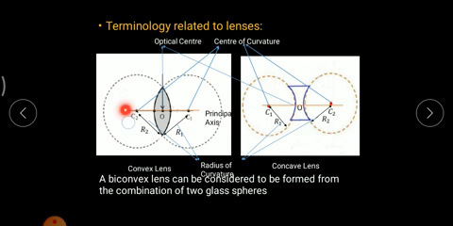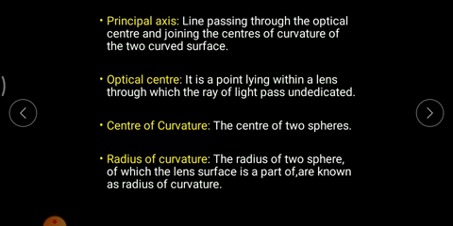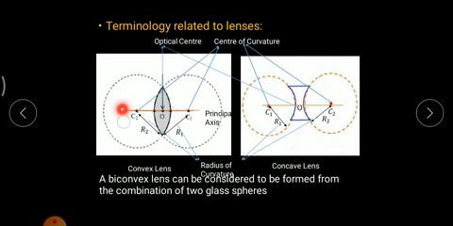Now, an imaginary line which passes through the center of curvature and optical center is termed as principal axis. Here also an imaginary line passing through the center of curvature and optical center is the principal axis. Whatever I've told is written over here. What exactly do you mean by principal axis? It is the line passing through the optical center and joining the center of curvature. So this orange color line is the principal axis both for convex and concave lens.